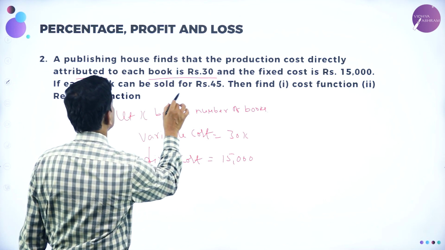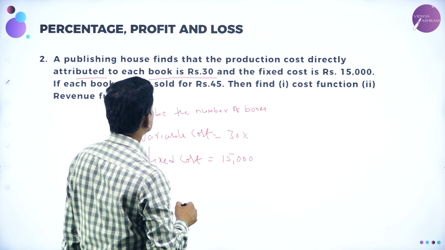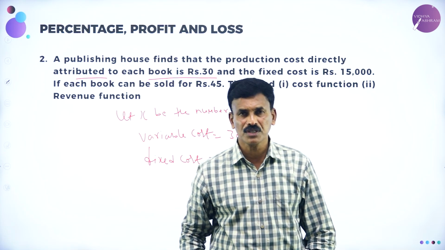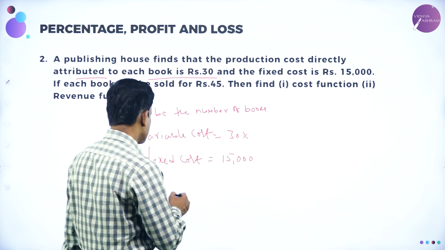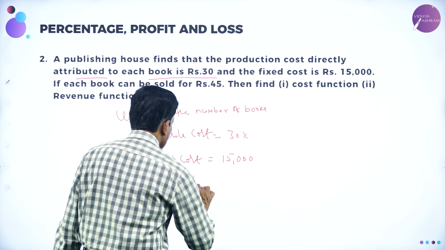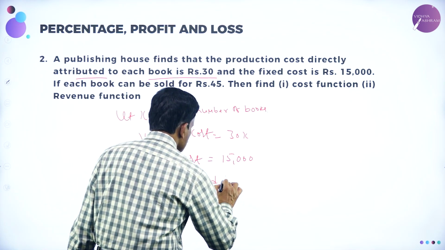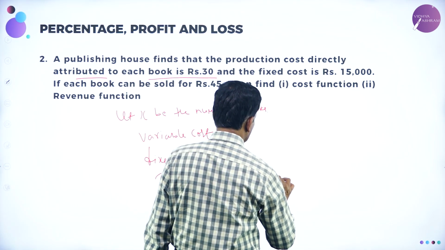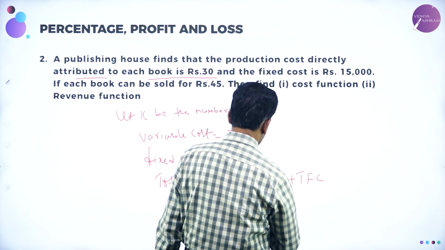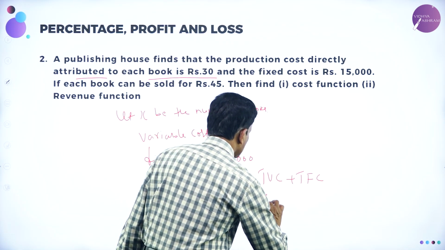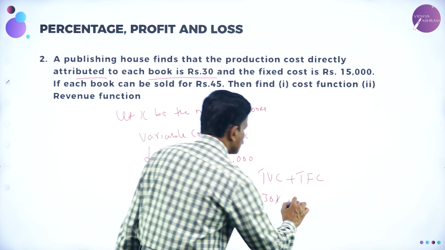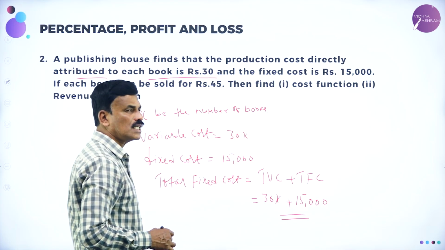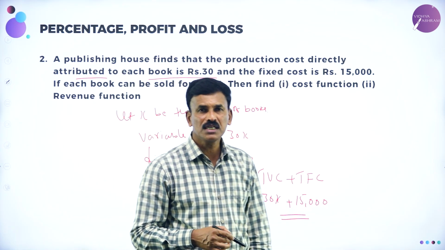Now, what is required is to find the cost function and the revenue function if each book can be sold for rupees 45. Now, find out the total cost. Total cost is equal to total variable cost plus total fixed cost. What is the total variable cost? 30x, plus the total fixed cost is equal to 15,000. So, therefore, the total cost is 30x plus 15,000, which is a linear function.